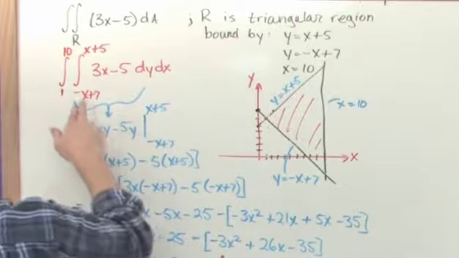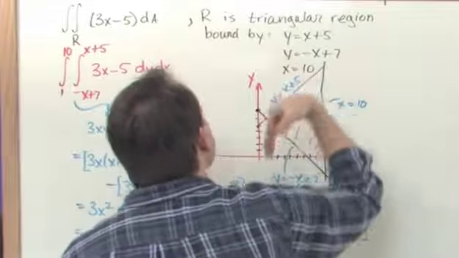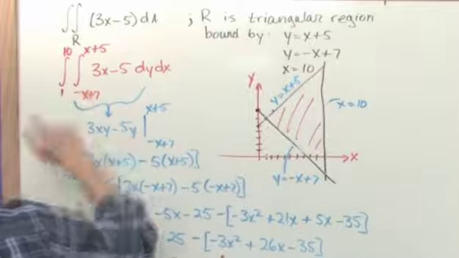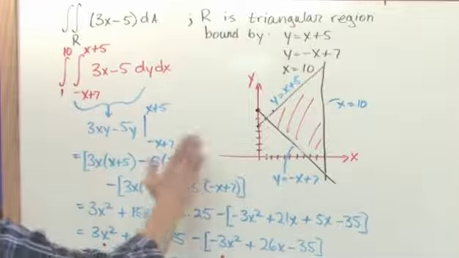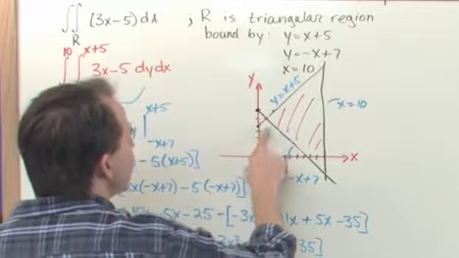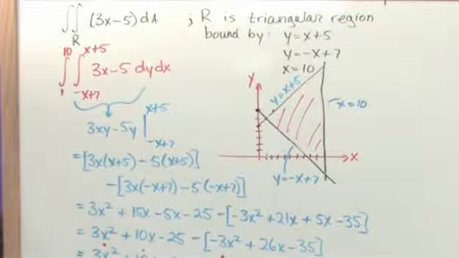Integrating along y, this direction, we integrated from this line up to this line, y is equal to negative x plus 7 up to y is equal to x plus 5. And then we integrated the other direction, the x direction, from 1 to 10, because it intersected here at x is equal to 1, and then it ends over here at x is equal to 10. After that, it just becomes a bunch of math.